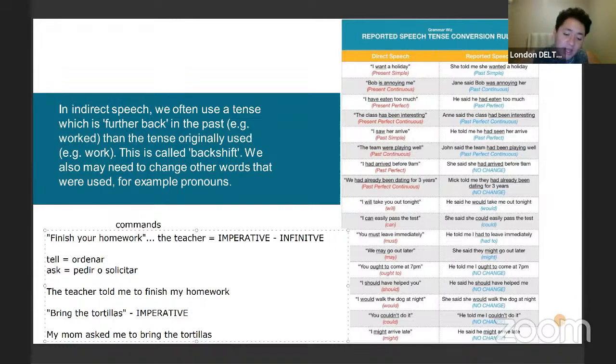All right. Y negative, como dice, don't do that. Entonces, you would say, my father told me not to do that. Entonces, simplemente se le agrega el not antes del to. Y así sería, mi padre me dijo que no lo hiciera. My father told me not to do that. Okay. Any questions at the moment?